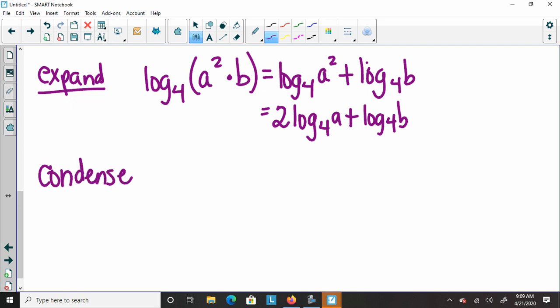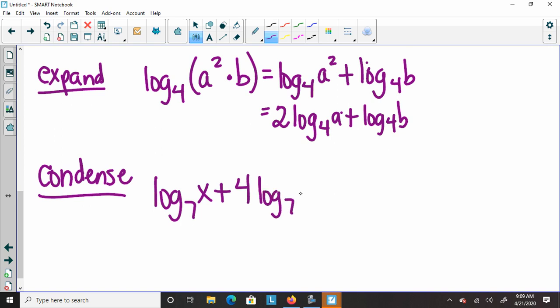Condense. So to condense, you've got multiple logs like a string of logs, and you want to turn it into one. So let's say I had log base 7 of x plus 4 log base 7 of y plus 6 log base 7 of z. So if you notice, all the bases have to match. I don't think I've said that yet, but when you're condensing them together, or you make one logarithm, it all has to have the same base, or else you can't combine them.